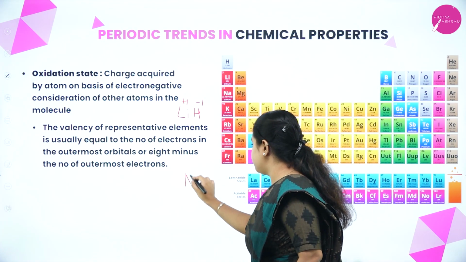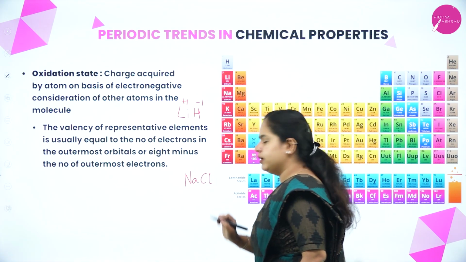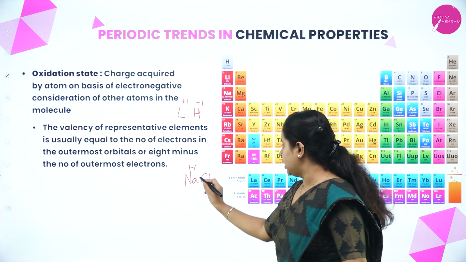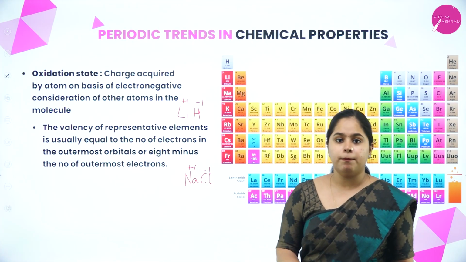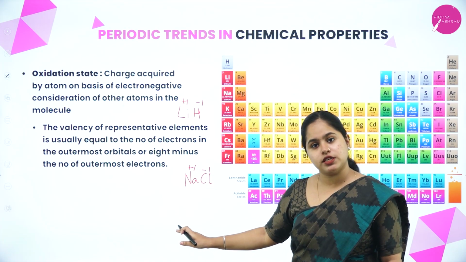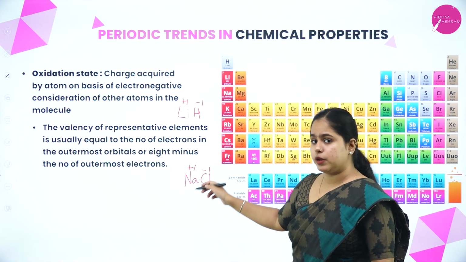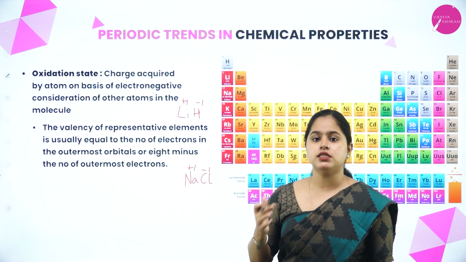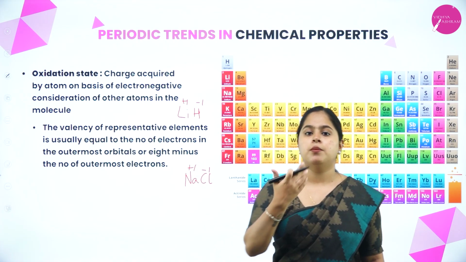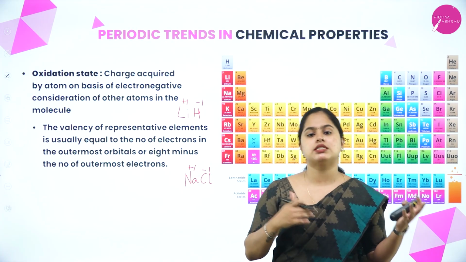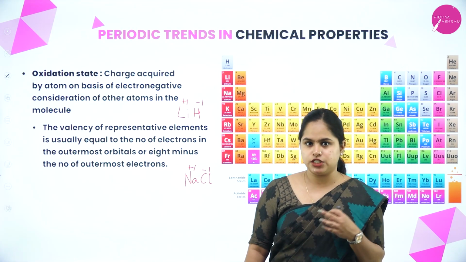Let's take the example of sodium chloride. In this case, sodium will have a +1 charge and chlorine will have a -1 charge. So, what will be the oxidation state of sodium? It will be +1, and the oxidation state of chlorine will be -1. So what you have to remember is oxidation states can be +1, +2, right? Any values it can obtain. It can be positive as well as negative integer values.